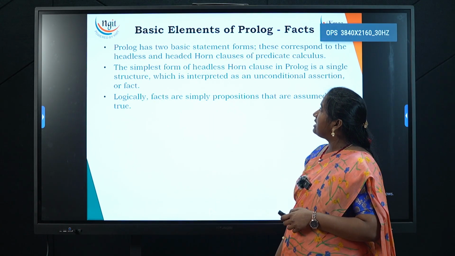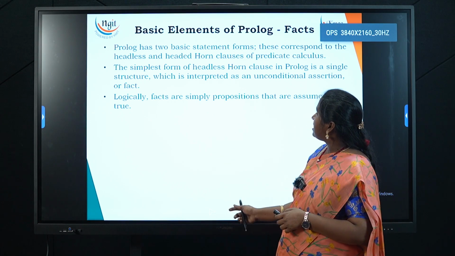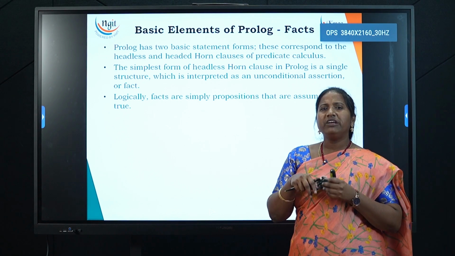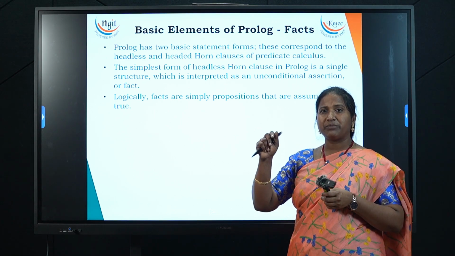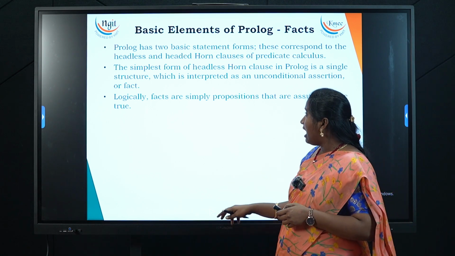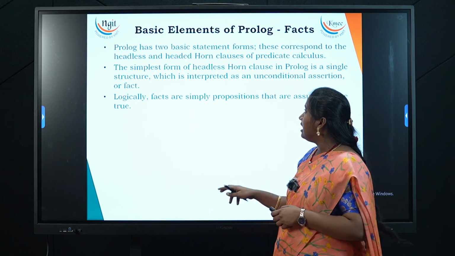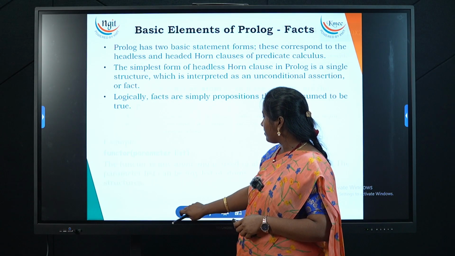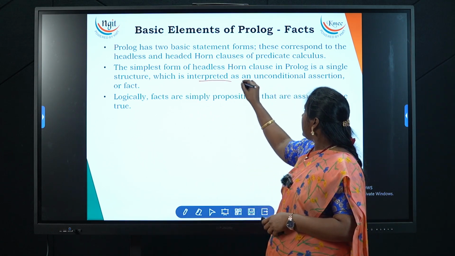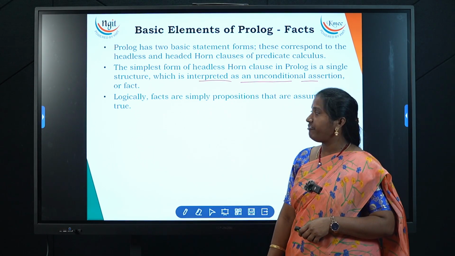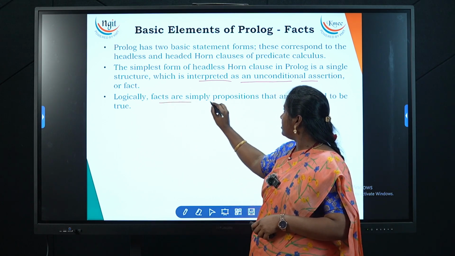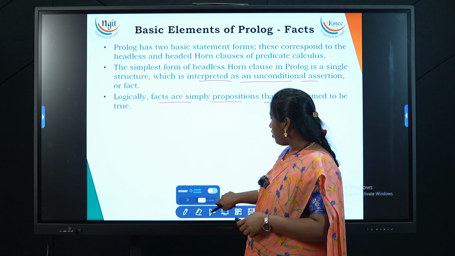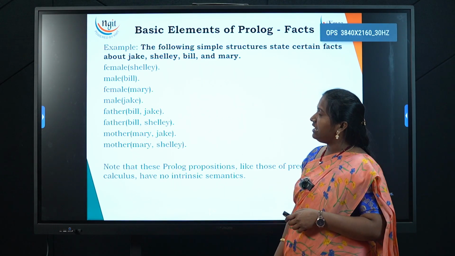Now let's see that Prolog has two basic statements. Basically it is based on Horn clauses of mathematics. We'll write all kinds of semantics in Prolog based upon these mathematical functions. We call them headless and headed Horn clauses. The simplest form of headless Horn clause in Prolog is a single structure which is interpreted as an unconditional assertion or fact. Logically, facts are simply propositions that are assumed to be true. So these are the fundamental ideas of Prolog.